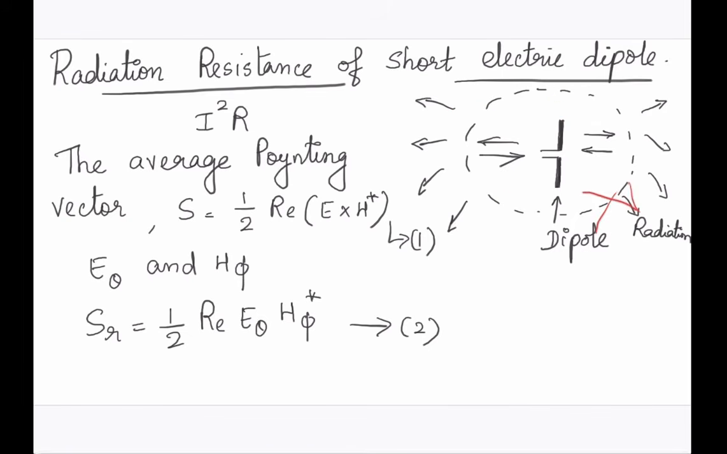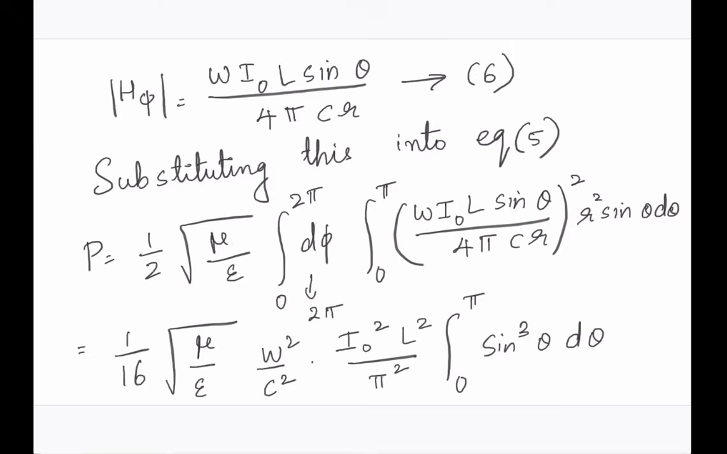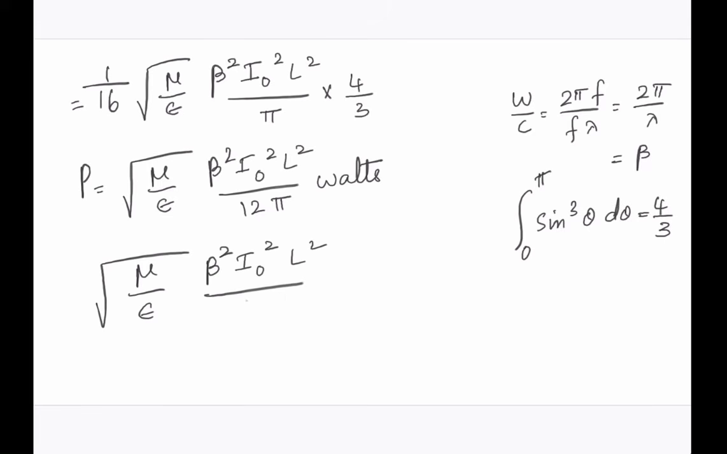So this should be equal to the power radiated. Now if you assume no losses, this should also be equal to the power delivered to the dipole. So P must be equal to the square of the RMS current flowing on the dipole into the radiation resistance. Equating both equations, the given equation has to be equated to I naught by root 2 the whole square into RR. This equation can be solved to find RR.